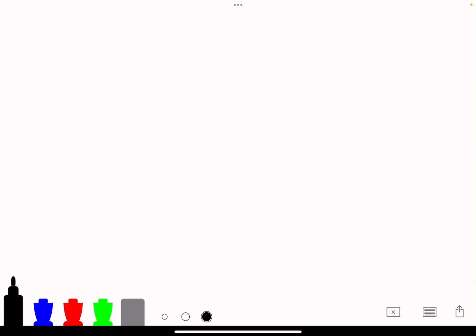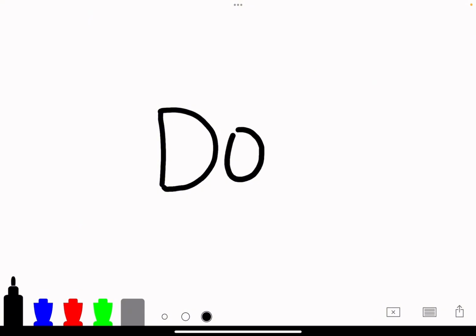So the first letter in dog is D. Our second letter is O. And our third letter is G. And D-O-G spells the word dog. Nice job. We're going to do it again.